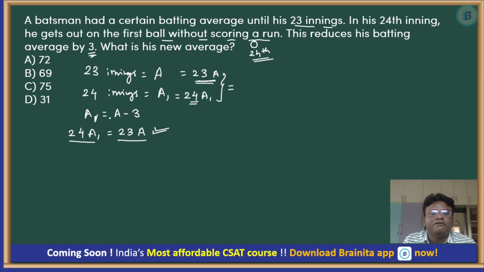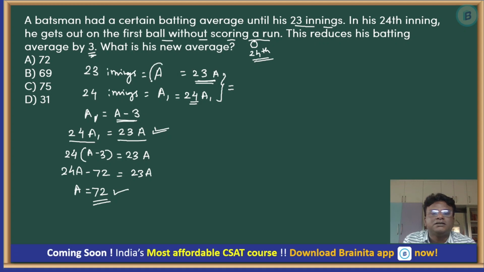We know that the new average is less than first average by 3. So this is the first equation. Now it is simple. We actually just replace the value of A1. So we say that 24 into A1, A minus 3, is equal to 23A, right? So this is 24A minus 72 is equal to 23A. So A is equal to 72. What is A? A is his average after 23rd innings, right?